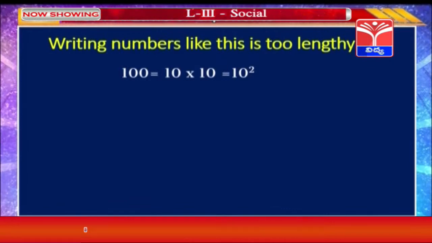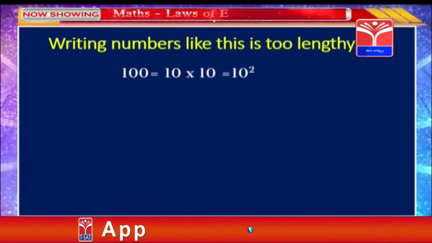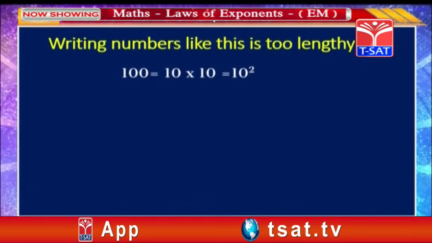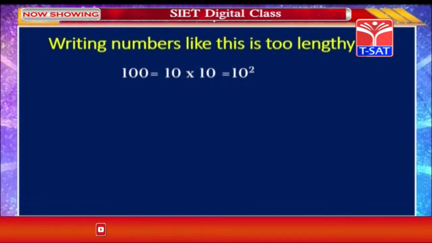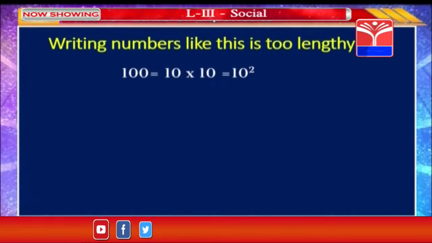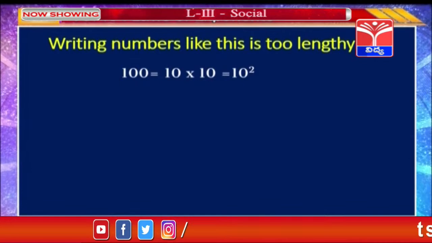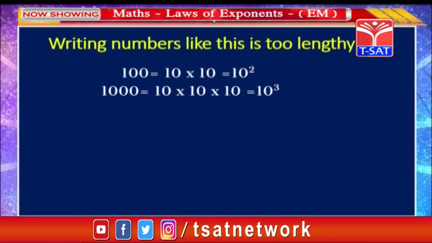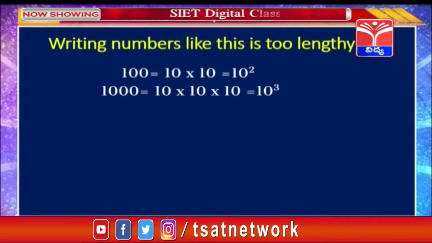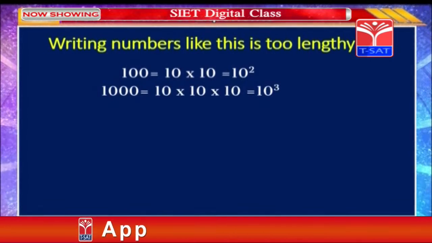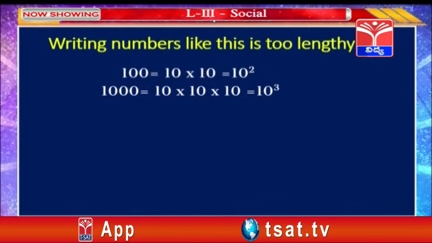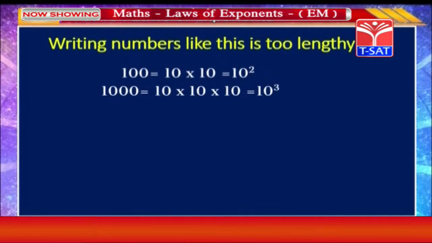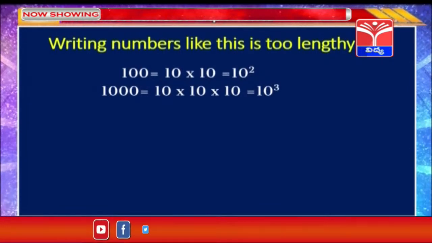Let us see. Here 100 can be written as 10 into 10. How many tens are multiplied? 2 tens. Therefore, we can write it as 10 to the power of 2. See here 1000. In 1000, how many zeros are there? 3 zeros. So 1000 can be written as 10 into 10 into 10, that is 10 to the power of 3.